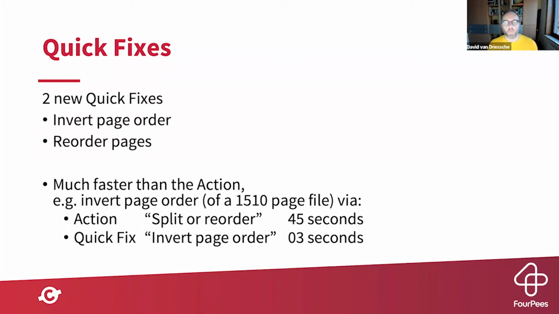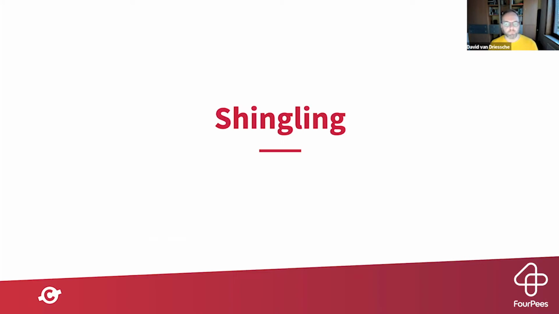Side note, why would you use a fix-up instead of an action? Because some of the things that you can do can be done either with an action or with a quick fix, and there are more areas in pdfToolbox where this is the case. You can see it at the bottom. If we do a split or reorder of a large file with an action, it takes 45 seconds. If you do the same thing with a quick fix, it takes 3 seconds. So quick fixes are a lot quicker. That is what you would expect in the majority of cases, no?